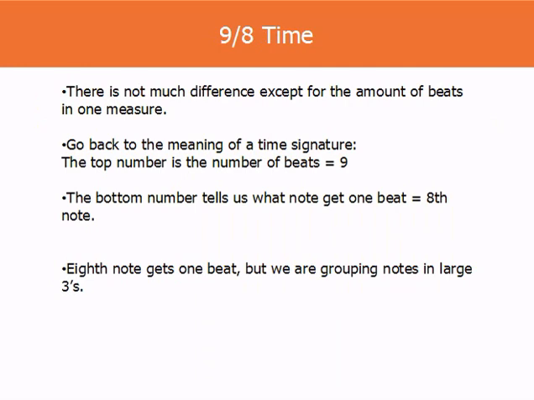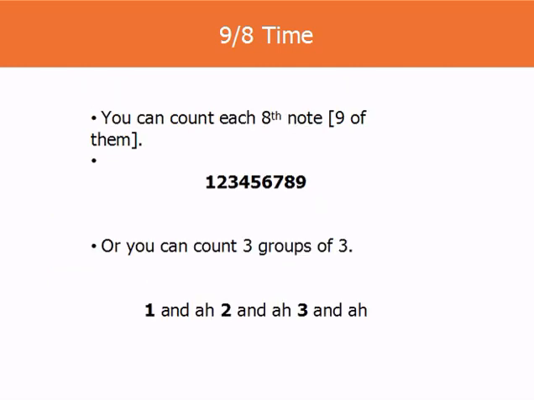So, there's not much difference when we talk about 9/8 time as there was with 6/8 time. Just figure out what the meaning is. We go back, the top number means how many beats in a measure. So we have 9 beats in a measure, and the bottom tells us that the 8th note gets 1 beat, just like we did in 6/8 time. 8th note gets 1 beat, but we're going to group now larger groups in 3s. So we get 3 sections of notes.